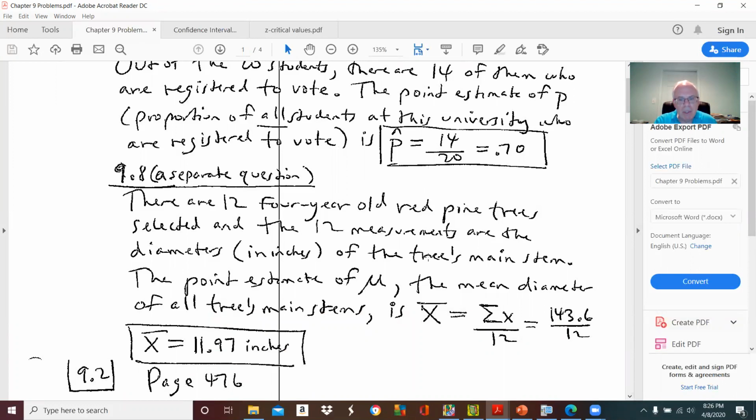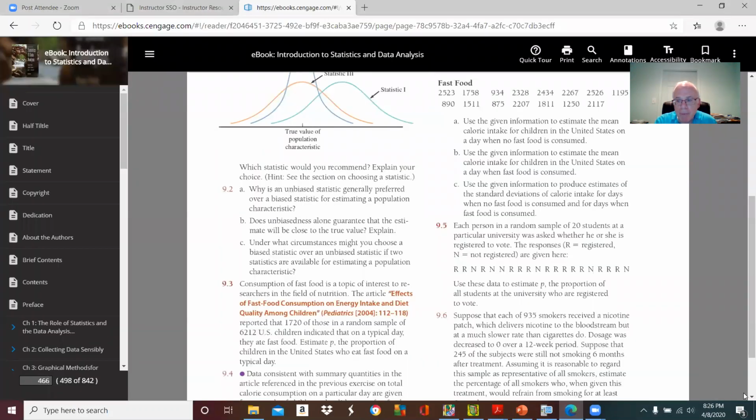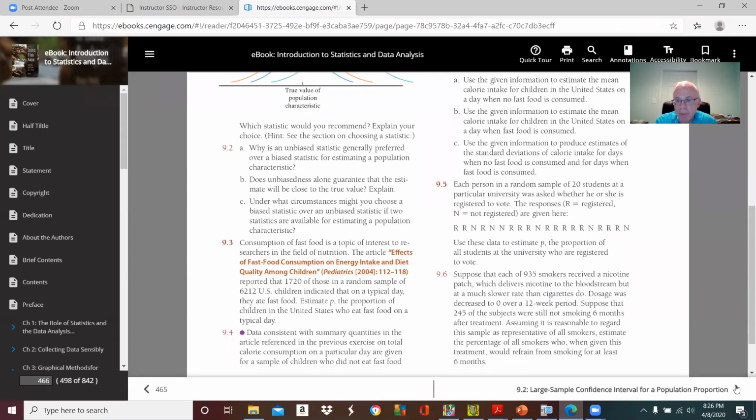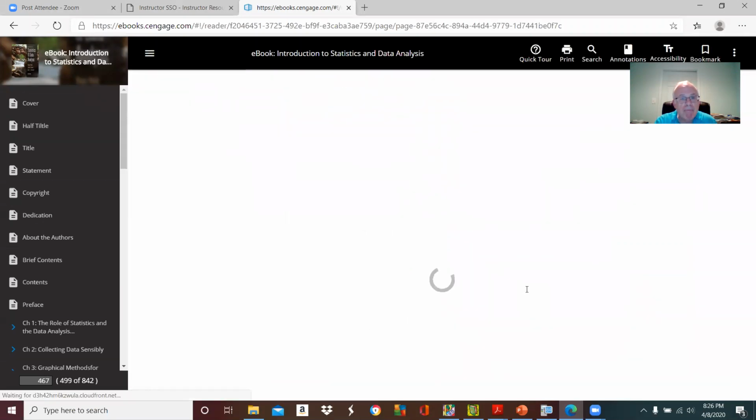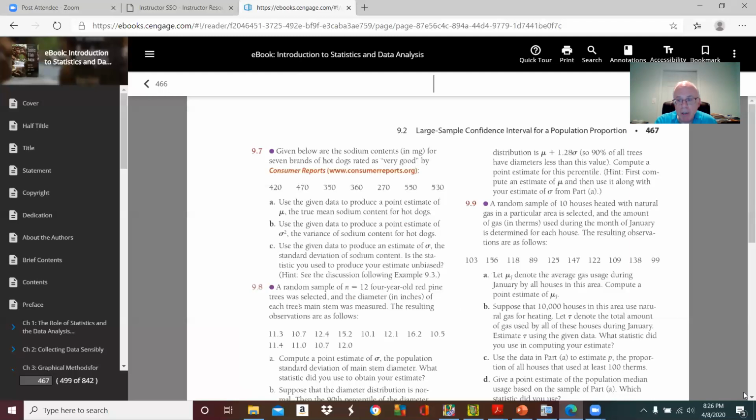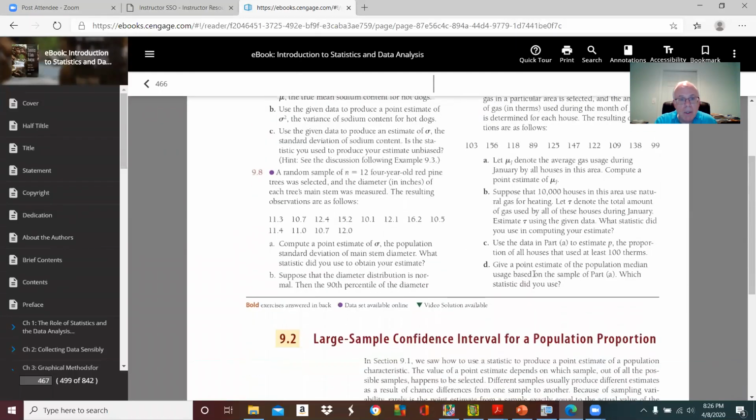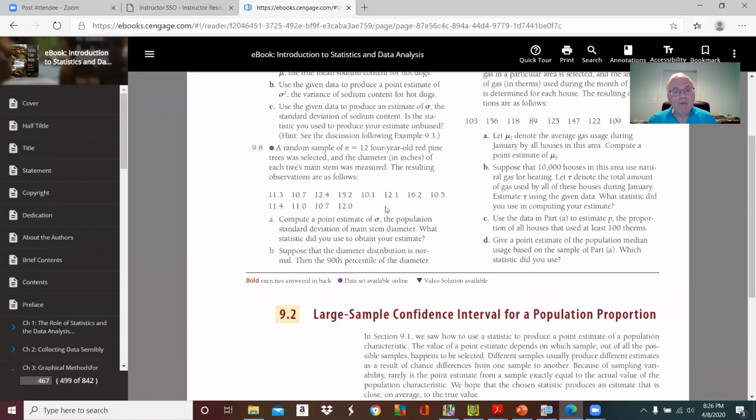All right, now next problem we're going to go to 9.8. Okay, so we'll go back to the book. Look at 9.8. It's on the next page. A random sample of 12 four-year-old red pine trees were selected, and the diameter in inches of each tree's main stem was measured. And the resulting observations, those are the 12 diameters.